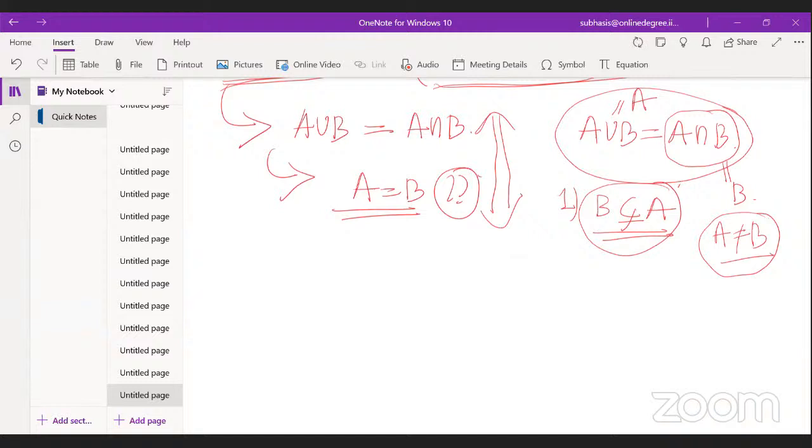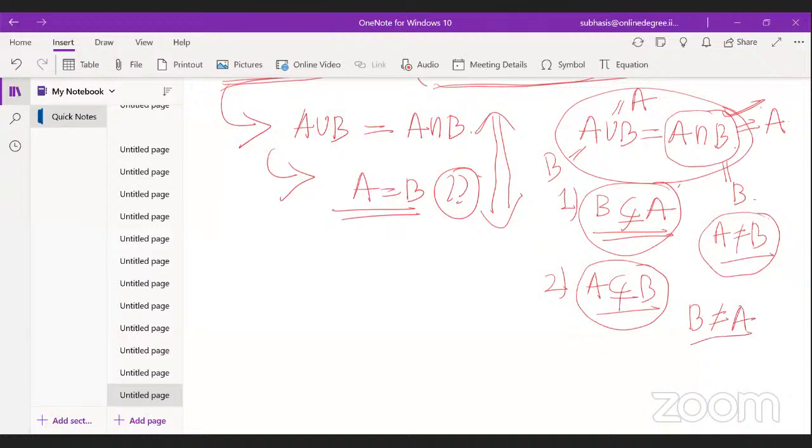Now take whether A is a proper subset of B, whether this relation will hold for this particular equality. If A is a proper subset of B, what will you get here? You will get A here, and over here we'll get B. B cannot be equal to A, right? Yes, sir. So this is also not possible.